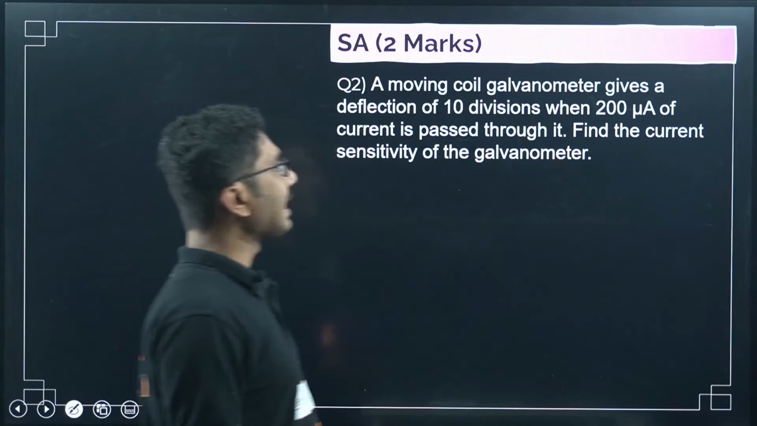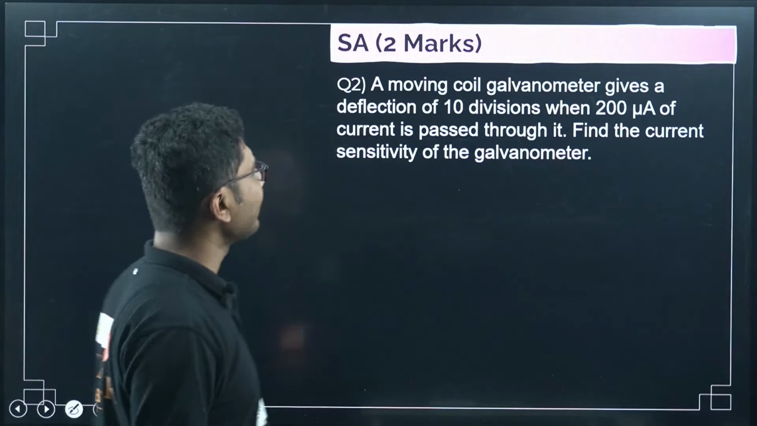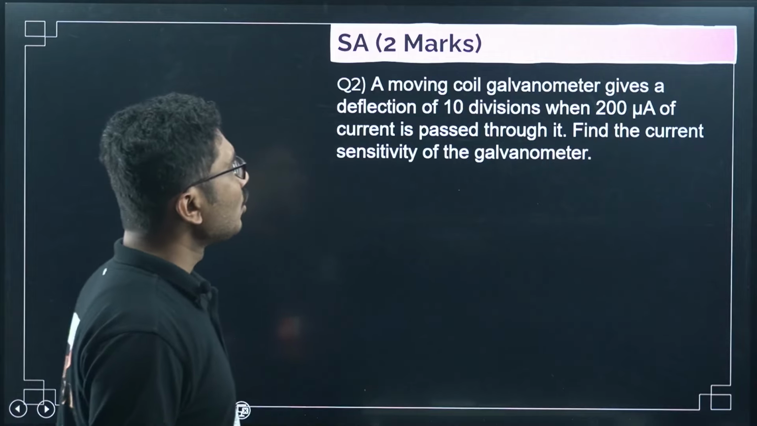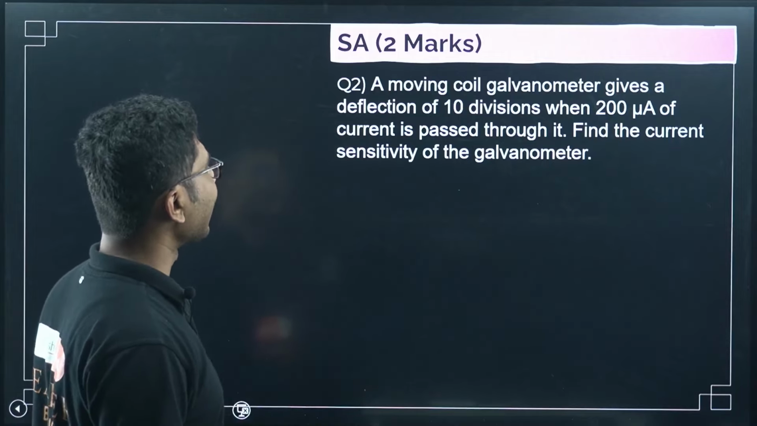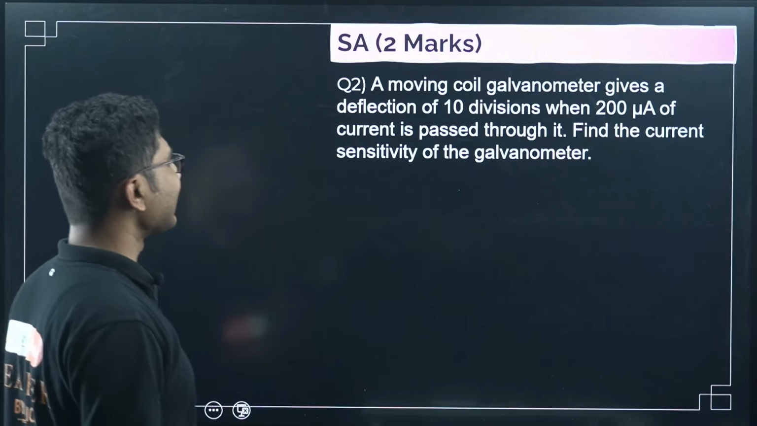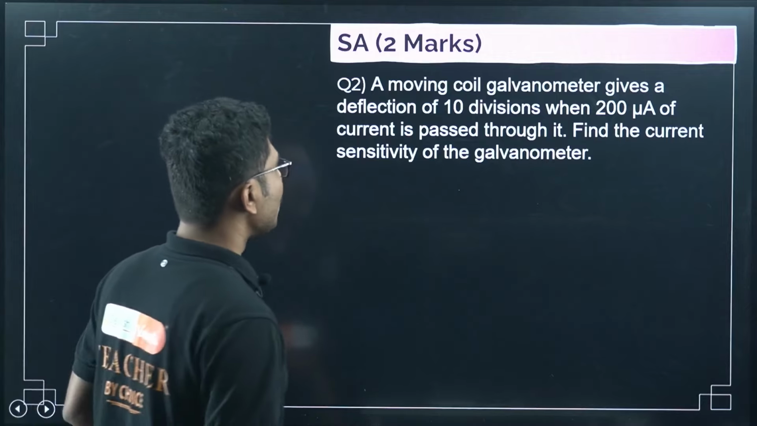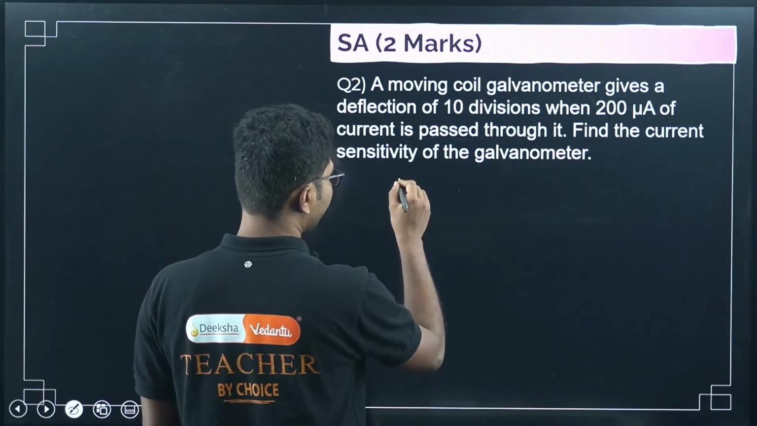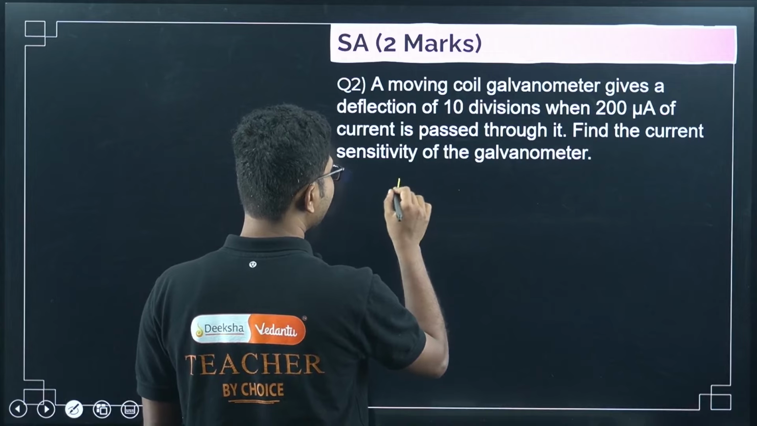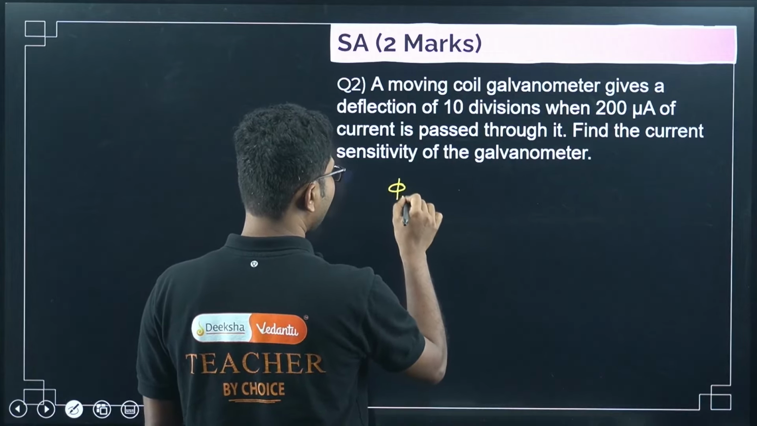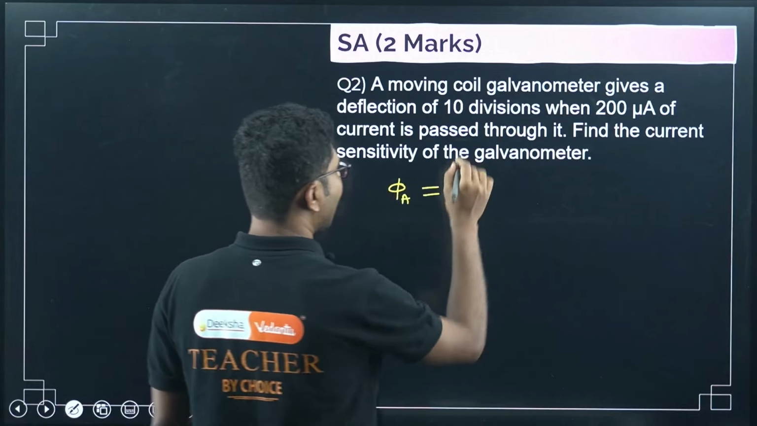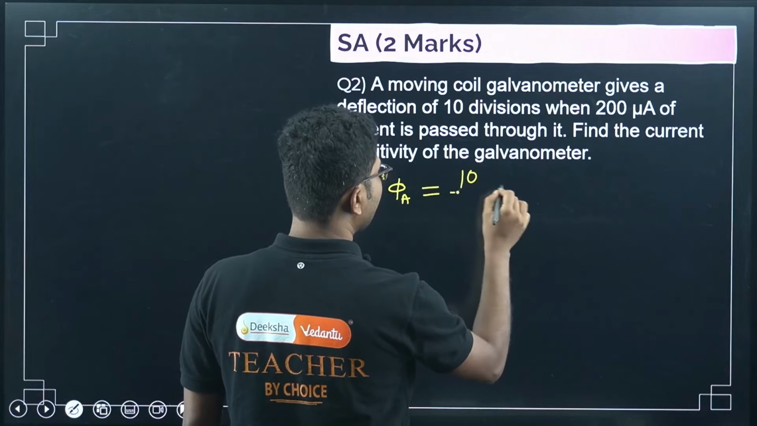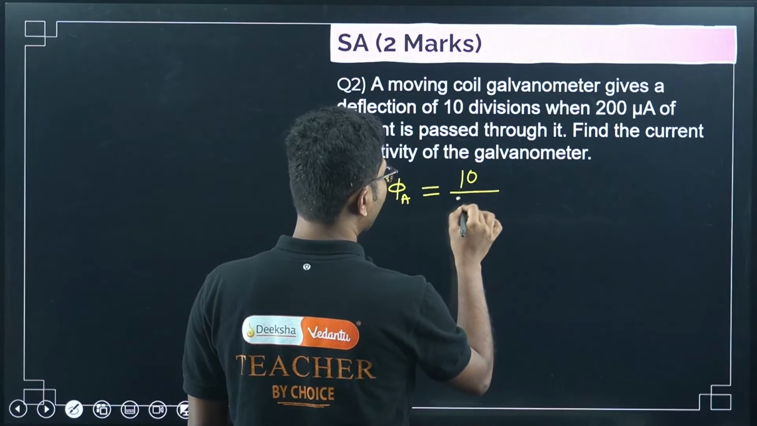A moving coil galvanometer gives a deflection of 10 divisions when 200 microampere of current is passed through it. Find the current sensitivity of the galvanometer. So what is the current sensitivity? Definition of current sensitivity, okay, is given by number of divisions divided by the amount of current passing through it.